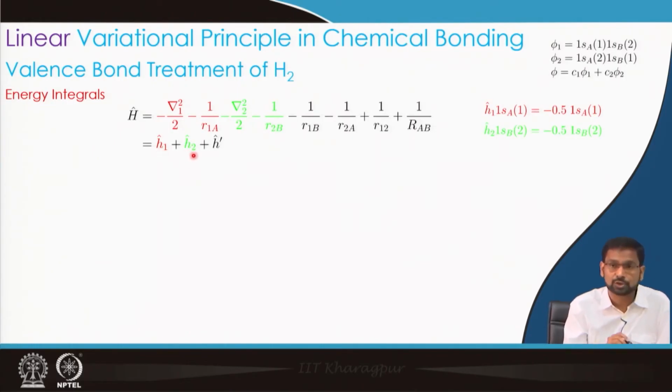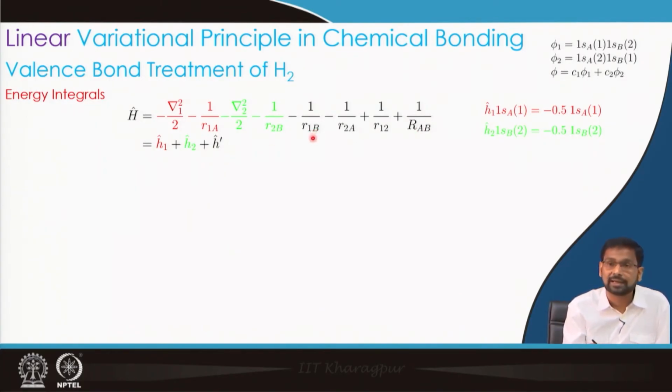Now H1 and H2's solutions are known. What are they? When H1 acts on 1sa of electron 1, that is the 1s orbital of nucleus A, it gives me an energy of minus 0.5 in atomic units. When H2 acts on 1sb, which is an eigenfunction of this operator, again I get the energy as minus 0.5 atomic units. So these two relations I know because I know the solution of the hydrogen atom. That leaves me with these four terms written in black.